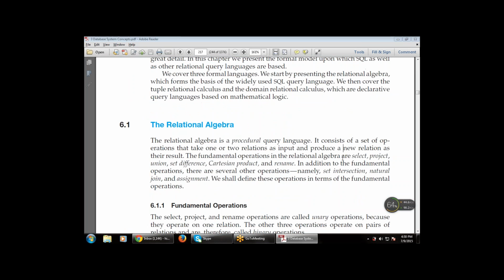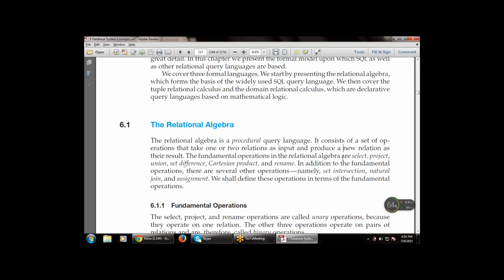It consists of a set of operations that take one or two relations. So read it carefully. First of all, it is a procedural query language, and it consists of a set of operations, more than one operation, that can be performed on one or two relations. It takes one or two tables as input and produces a new relation as a result. So the input is given by one or two tables and the output is generated as a single new relation, a new table.